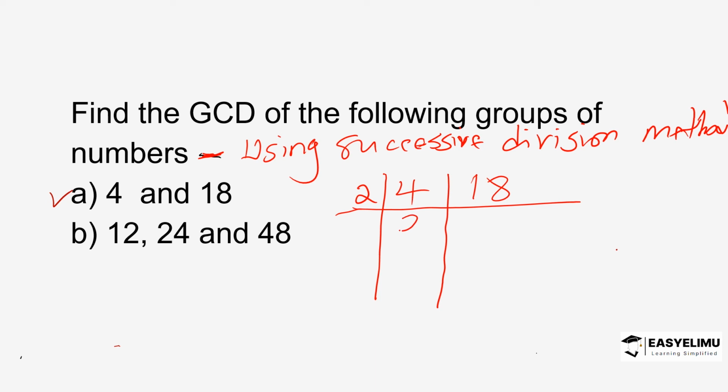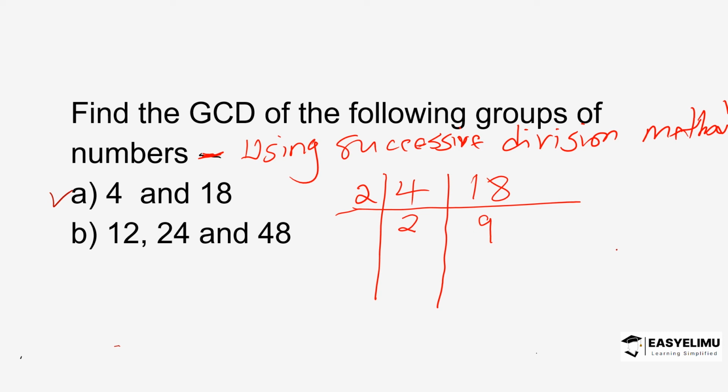So 2 goes into 4 2 times, and 2 divides 18 9 times. Now you are supposed to continue with that division as long as you are able to find other prime factors that can be common, that can be a factor of this and can also be a factor of the other. So if that ceases to be, then you stop. Like, for example, here, we cannot find a prime factor that can be a factor of 2 and can also be a factor of 9. So that means we stop.